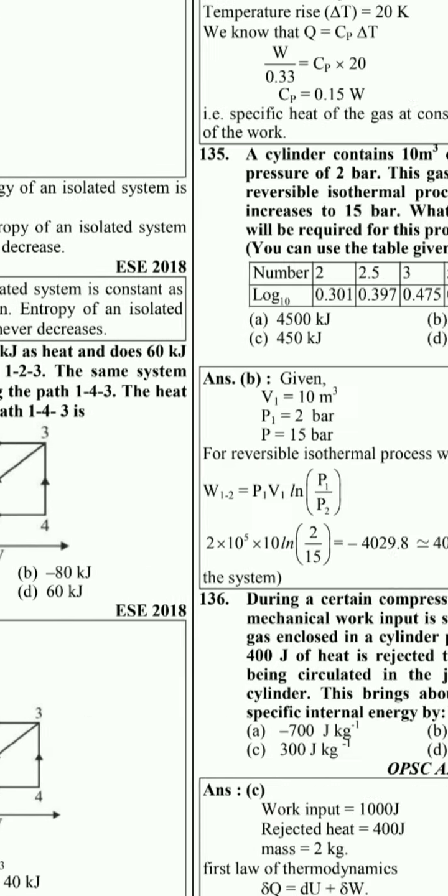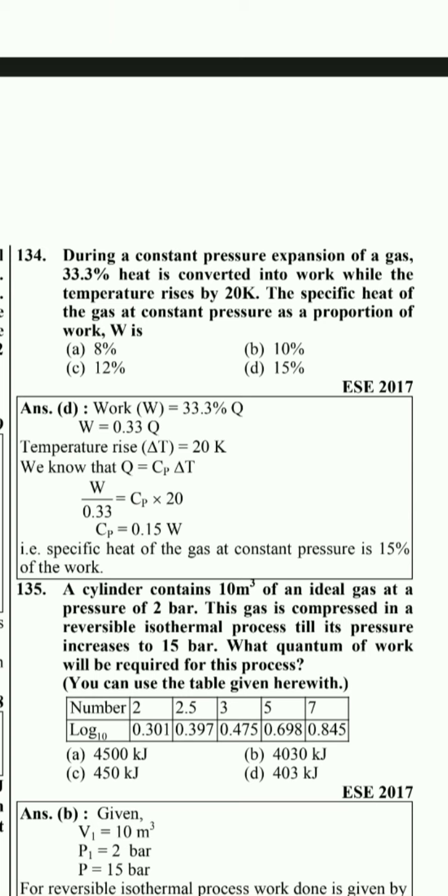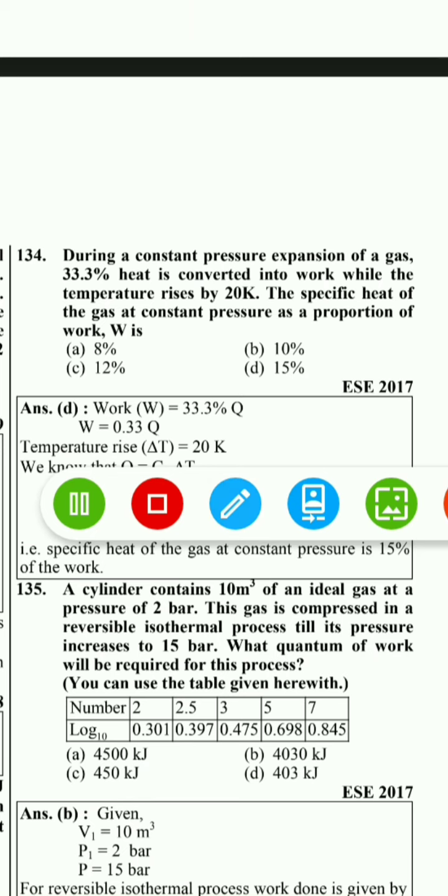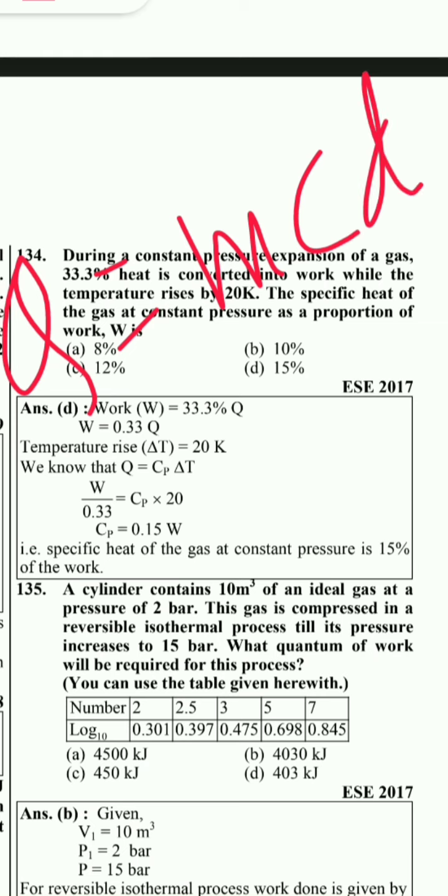The next question: during a constant pressure expansion of a gas, 33.3% of the heat is converted into work, while the temperature rises by 20 Kelvin. The specific heat of the gas at constant pressure is what proportion of work? So first of all, you must know the relation between heat and specific heat, that is Q is equal to mc dT. Once you know that, we can easily solve.